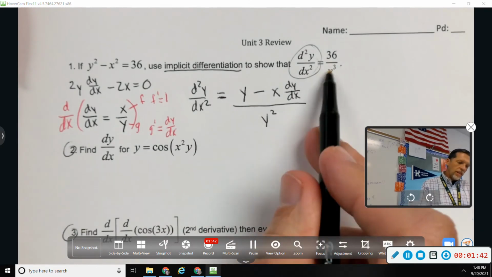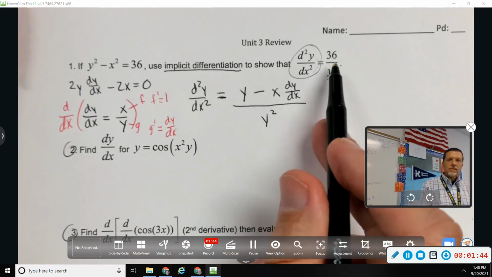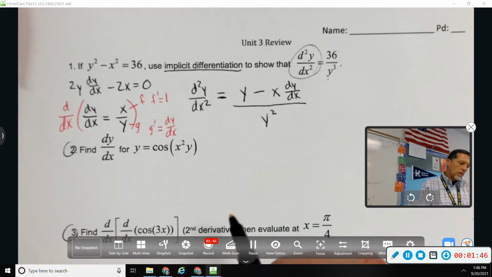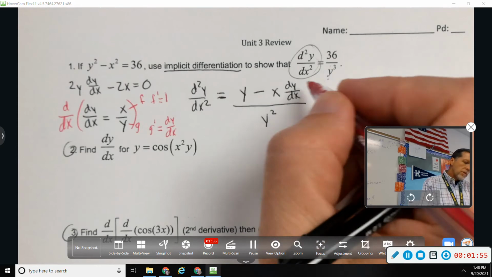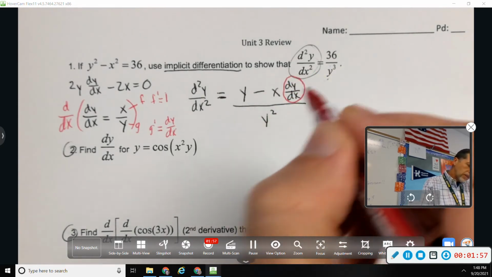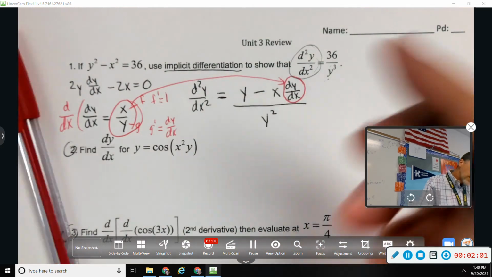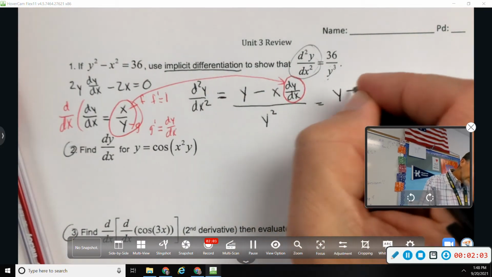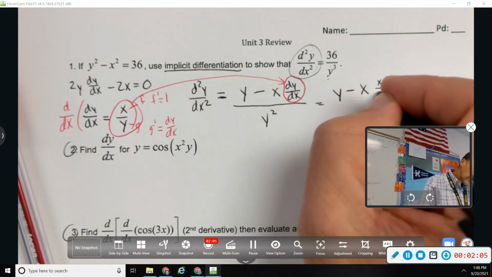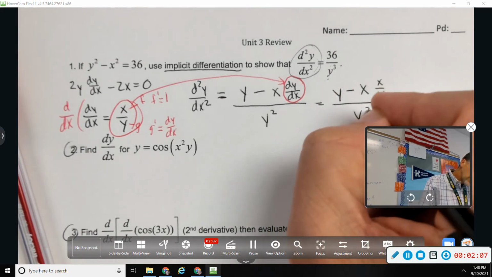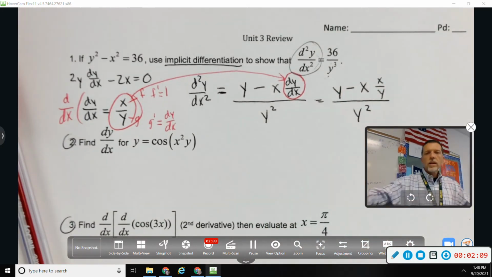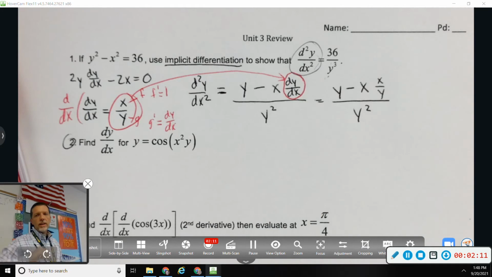All right, this does not look like that. Not really at all. But what do we know? What could we substitute in for dy/dx? And what's dy/dx equal to? x over y. So y minus x times x over y, all over y squared. So that's good. We got rid of the dy/dx.